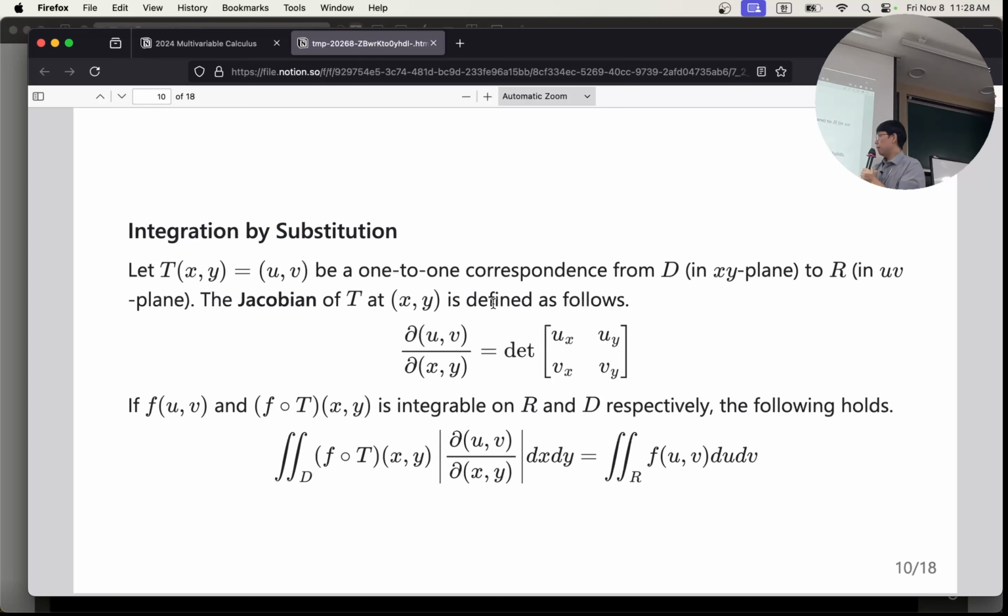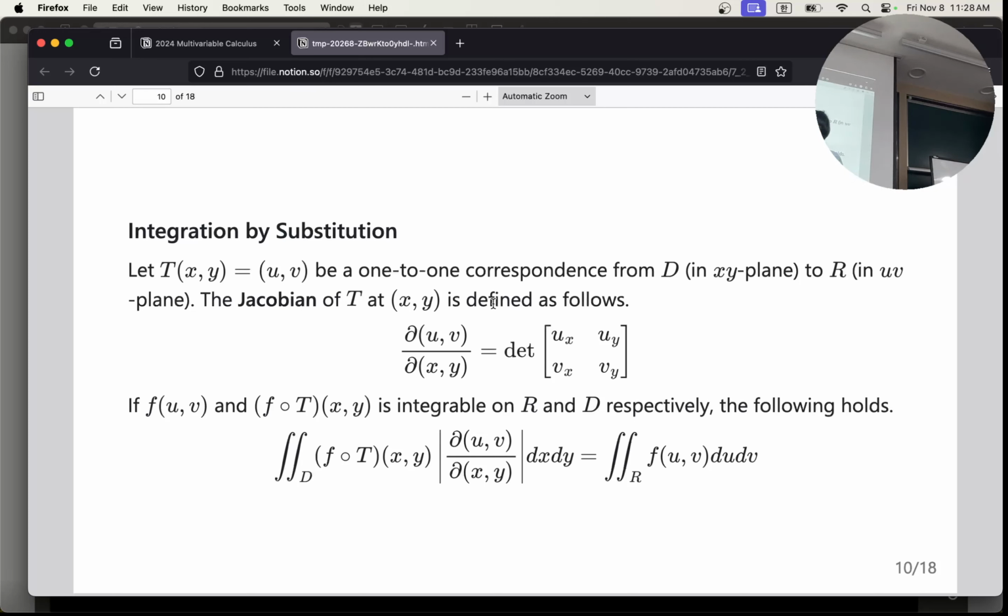Suppose that I simply have a function in u and v. I want to rewrite my integration to get the same value in terms of x and y, integrating over the x and y variables. Then what I need to do is make this function in terms of x and y by taking the composition with the transformation function T. And that's not all. We need to multiply by the absolute value of the Jacobian to make it the same.